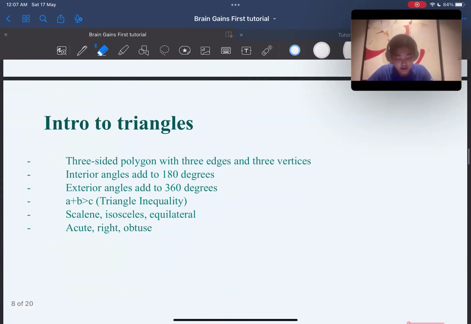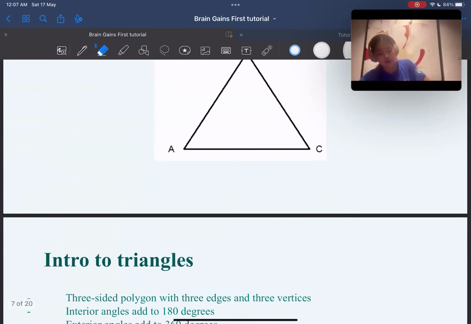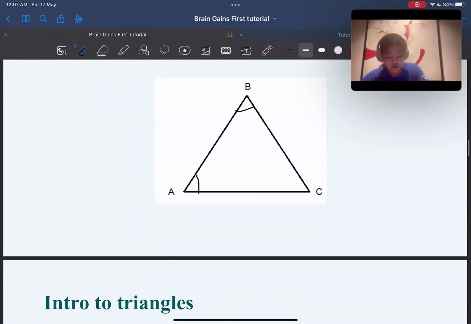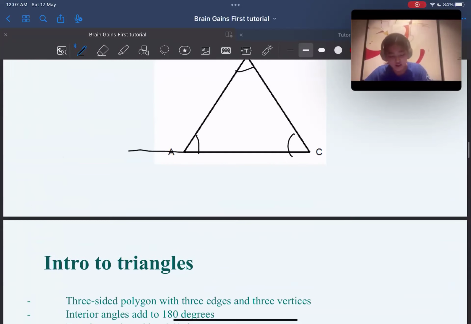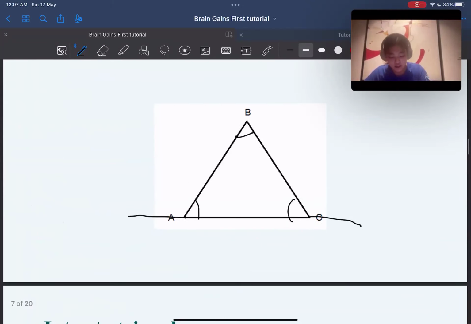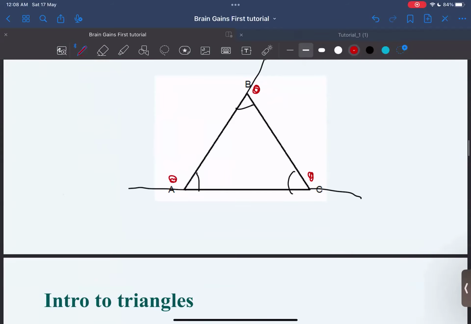Yeah, it's a three-sided polygon and it has three edges, three vertices, and interior angles. That means the angles on the inside. So if we're looking at our triangle, the sum of these three angles is 180, and the exterior angles add to 360. I think this is slightly less obvious, but it basically just means that the exterior angles, this one, and this one, add to 360. Yeah, so there are three angles inside our triangle.